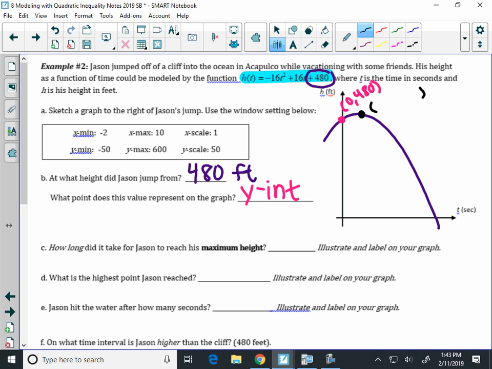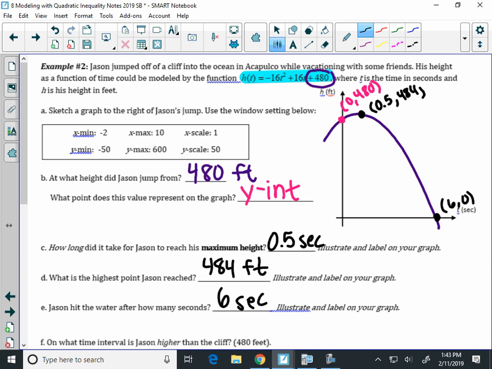Bobby? 484. That's the highest height. What's the time? 0.5. So it takes him half a second into his jump, he's at 484 feet, which is the highest point that he gets to. Okay. And one more basic modeling question, and then we'll do the inequality. How many seconds until he hit the water? 6. Right, so we'll label that on our graph as well. So he hits the water, he's only jumping for 6 seconds.